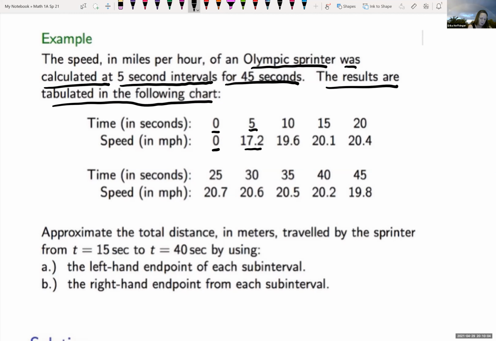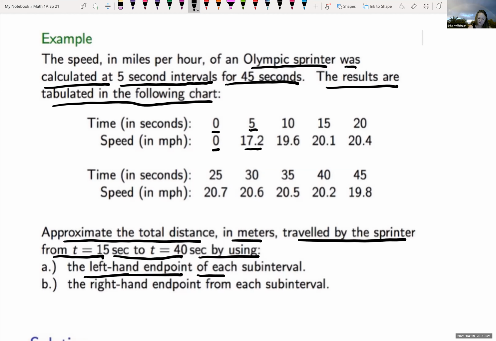So it wants us to approximate the total distance in meters traveled by the sprinter from t equals 15 seconds to t equals 40 seconds by using either the left, well, we're going to do both, the left-hand endpoint of each subinterval and the right-hand endpoint of each subinterval. So we want to go through and make a graph, and we can make our graphs so that maybe the tick marks are 5. Time is going to go in our x-axis, and the speed is going to be our y-axis.